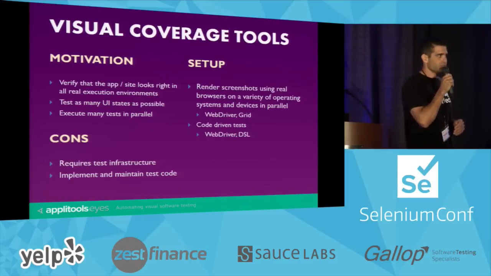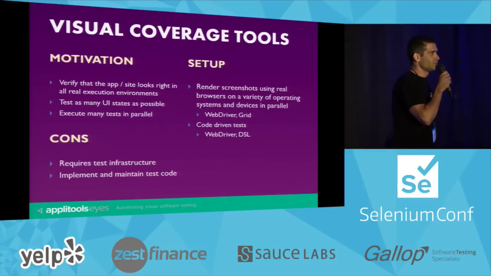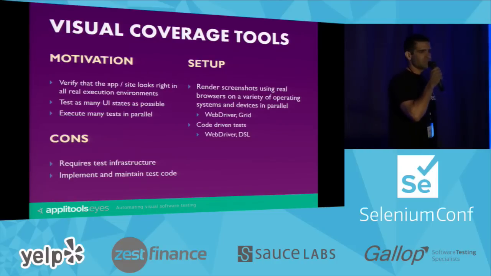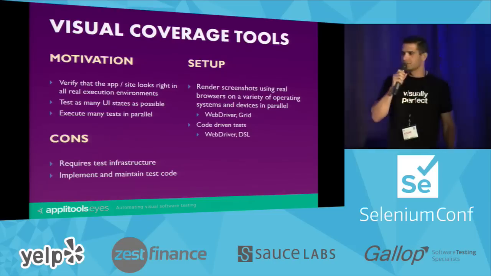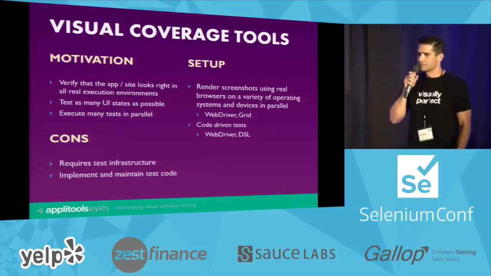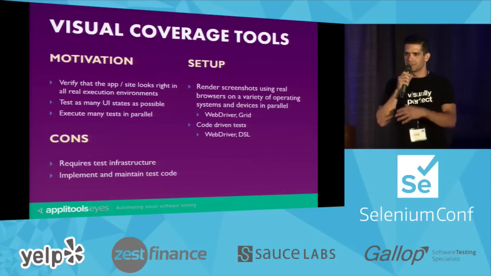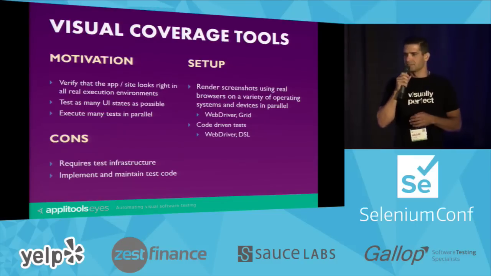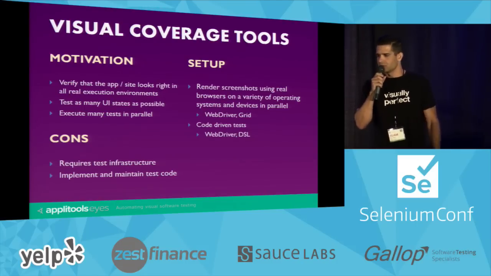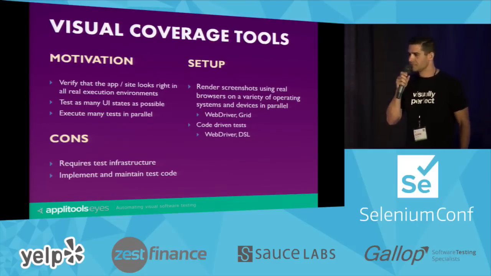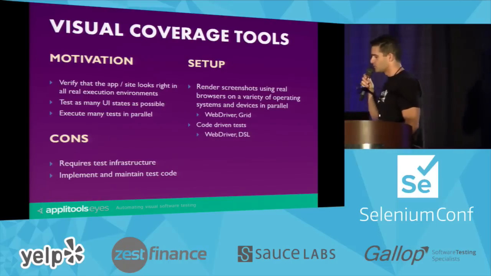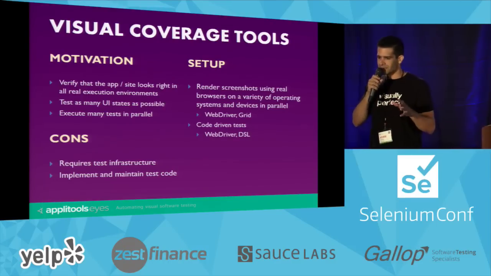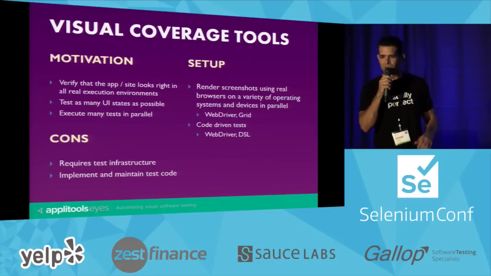The other category of tools are the tools that we call visual coverage tools. The setup there usually is that these tools render the screenshots using real browsers on a variety of operating systems, and they run the tests in parallel, usually with WebDriver and using a Selenium grid to handle all these different environments. And the tests themselves will usually be code-based. This could be a straightforward WebDriver test or with some DSL built on top of that.